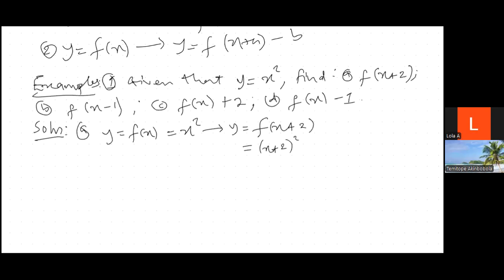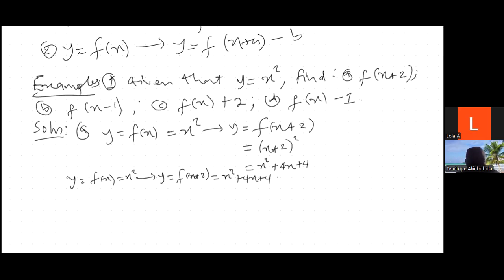Do you understand that now? x plus 2 squared. So you can leave it this way, or you expand it. When you expand, it becomes x squared plus 4x plus 4. Is that clear? Yes, sir. So y equals f of x equals x squared transforms to y equals f of x plus 2, which is x squared plus 4x plus 4. So meaning by the time you translate x squared, it gives you this function. Is that clear? Yes, sir. That's what the question is demanding from you.